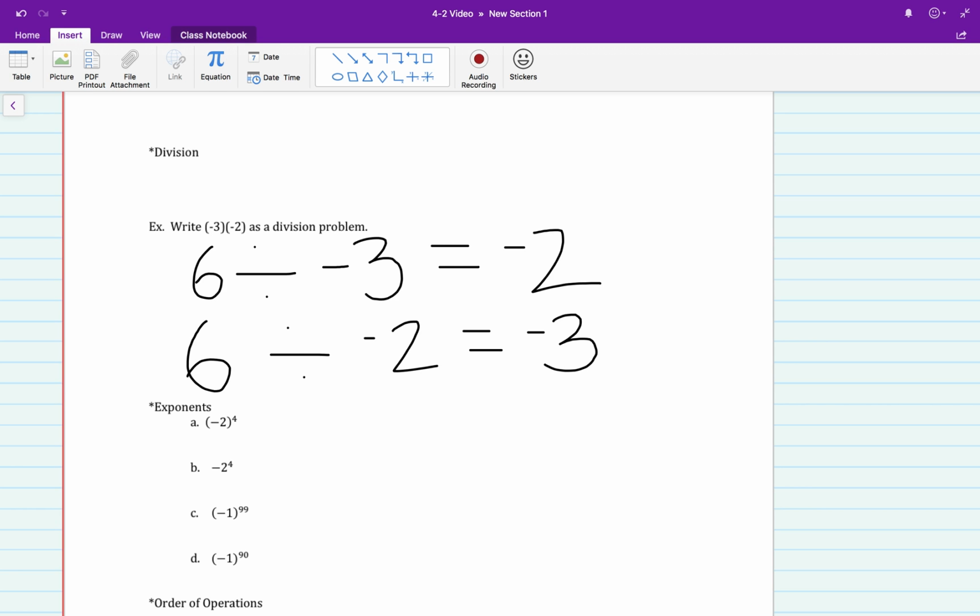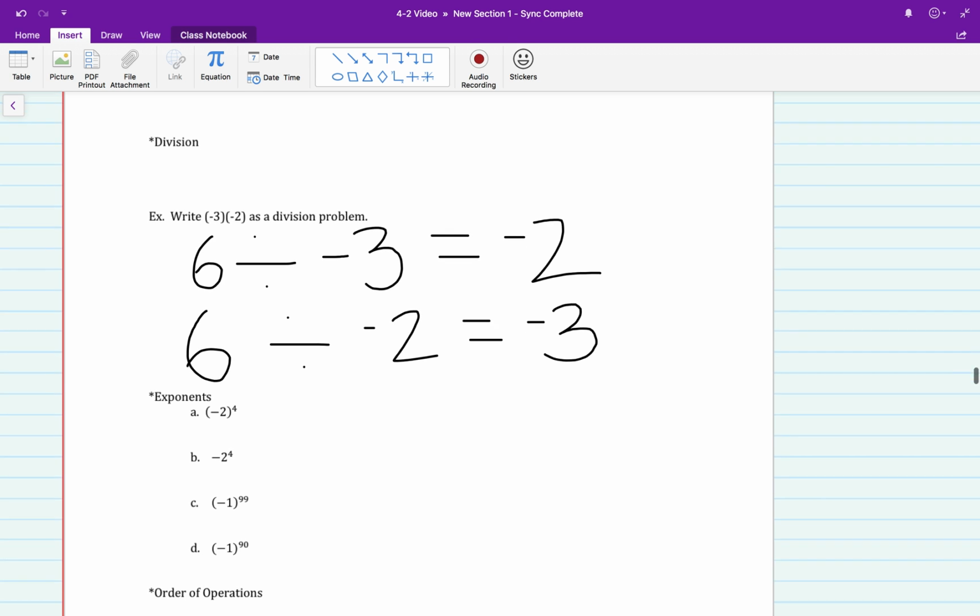Some of those same rules we established with the patterns model back from multiplication. 2 negatives make a positive here. Another thing that I can't have is -3 or -2 first. It has to start with 6. The answer to the multiplication problem is how my division problem is going to start. So it has to have that 6 there.